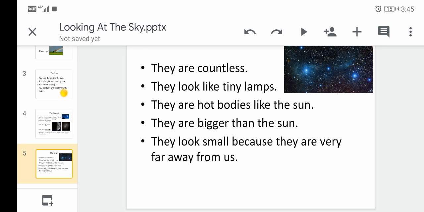It is very big, but when we are on land and we look at the plane in the sky, it looks small because it is very far away. The same goes here with the stars.